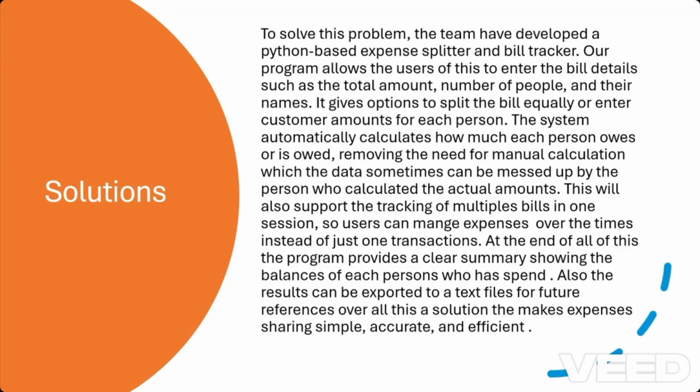The system automatically calculates how much each person owes, removing the need for manual calculation, which can sometimes be messed up. People may often put in the wrong number or not see a number properly, and make the entire data just misinformation.